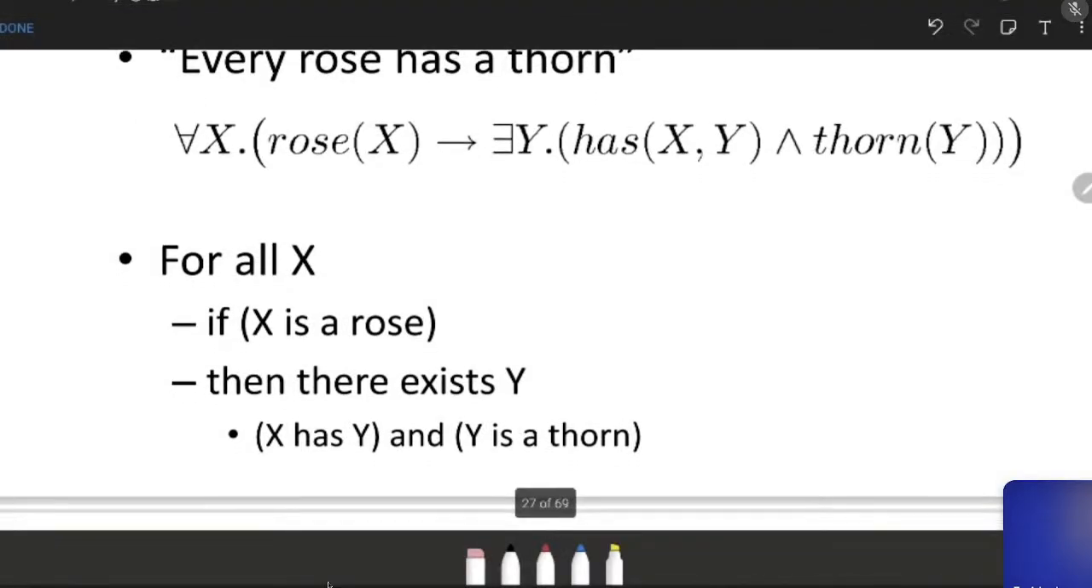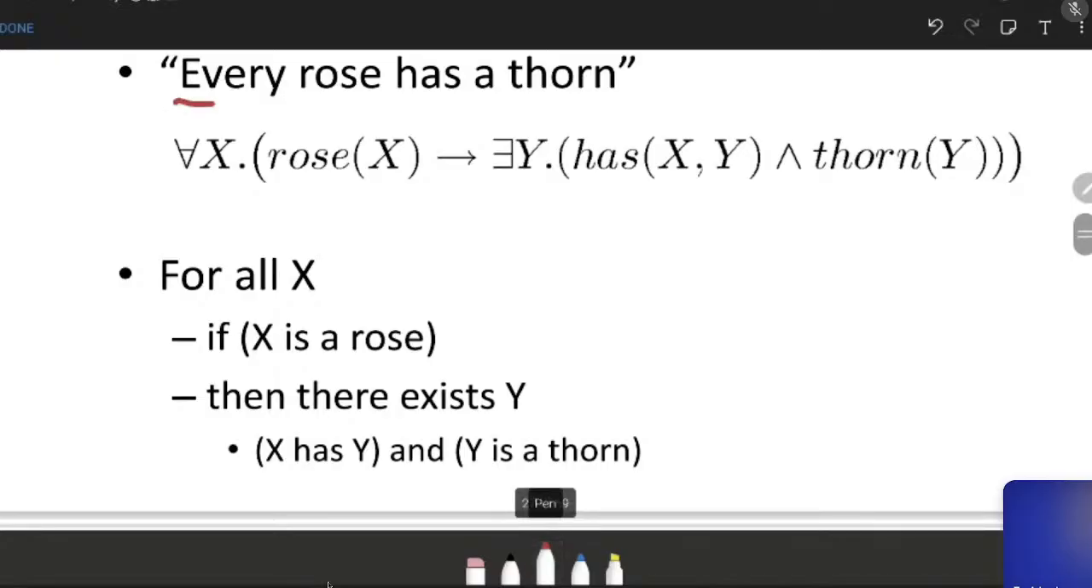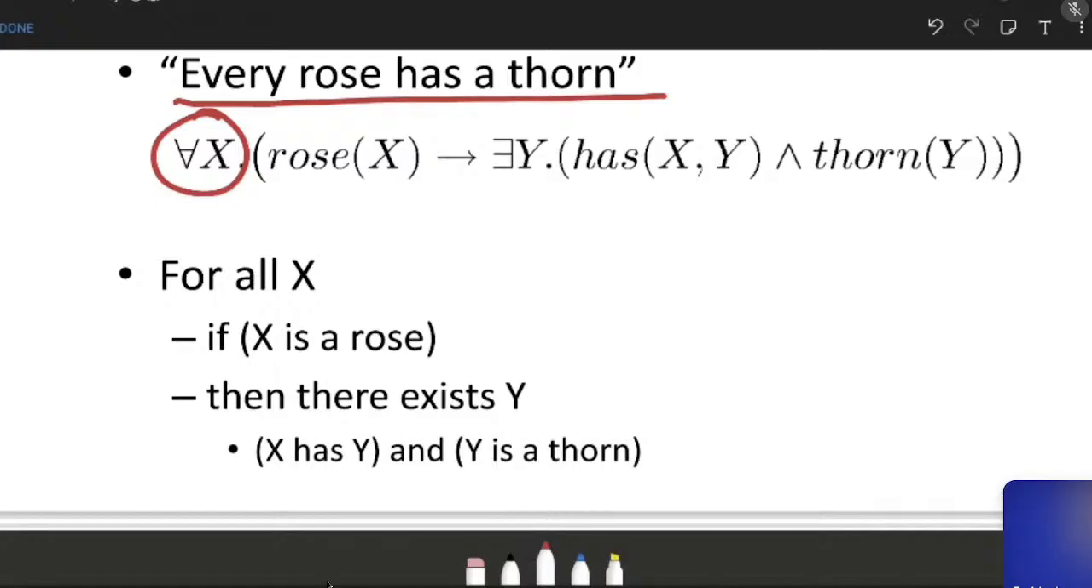Every rose has a thorn. So every rose. If you're saying every, there will be some form of for all quantifier. So I wrote for all X. And when we say every rose, that X should be the rose, no? So X is rose. So we're saying for all roses. Now for all roses, what is there? We have thorns. So it has a thorn.